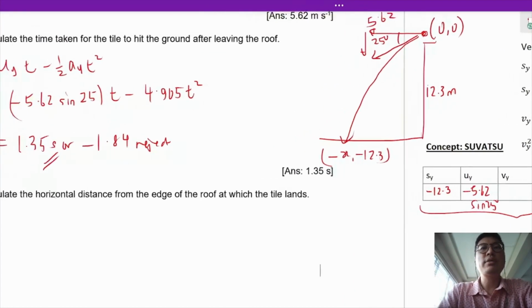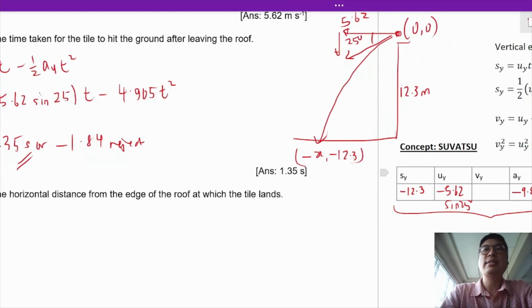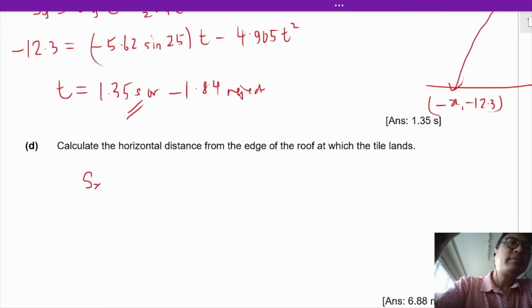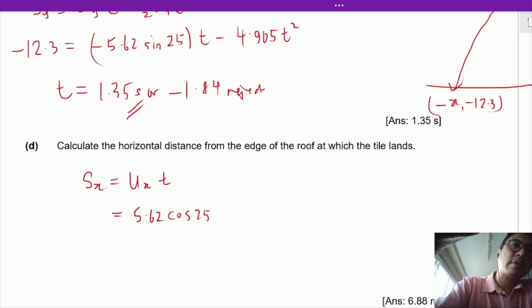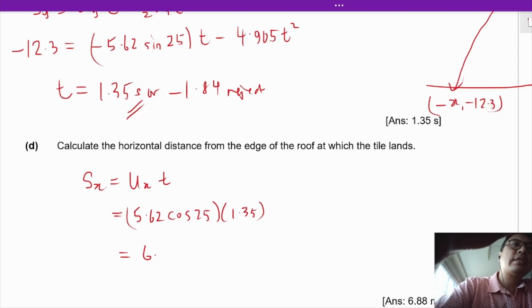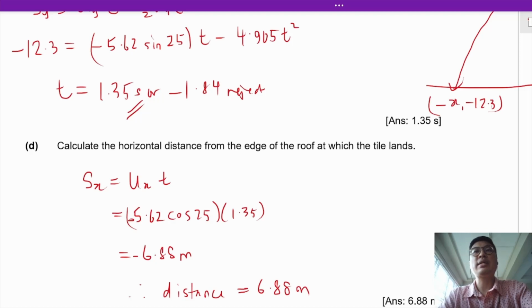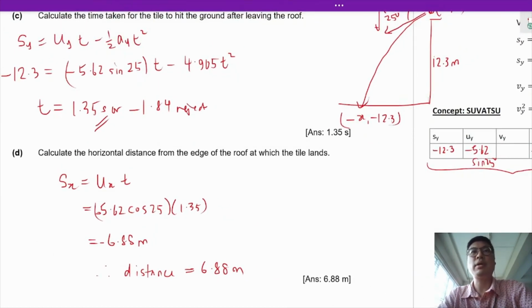And we want to find the horizontal distance from the edge of the roof at which the tile lands. So we want this one over here. Now we can use the equation Sx is equal to ux t. So Sx will be 5.62 cosine 25 multiplied by t, which is 1.35 seconds. And this will be, sorry, negative 6.88 meters. So therefore the distance is 6.88 meters. It's negative because it's landing on the left side. You can take leftwards as positive if you want. I just tend to stick to one particular sign convention.